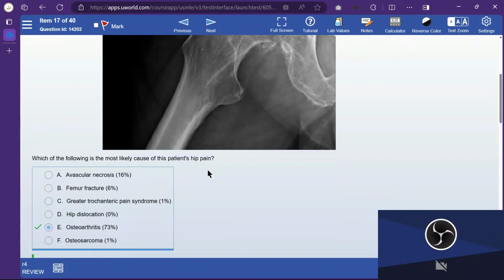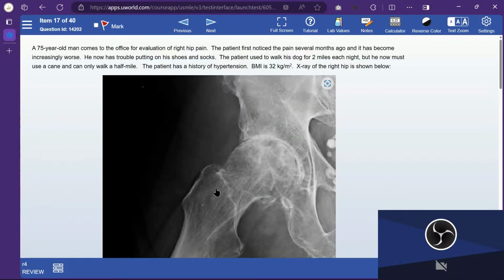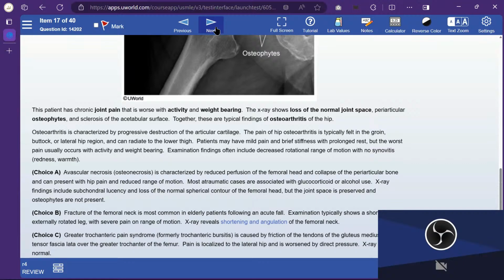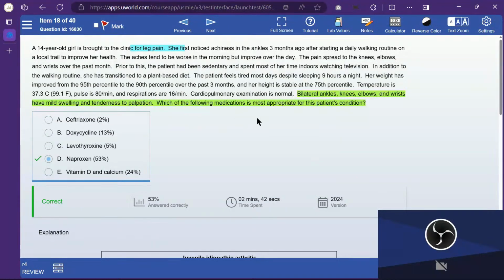This is hip osteoarthritis: subarticular sclerosis, loss of joint space, and osteophytes.